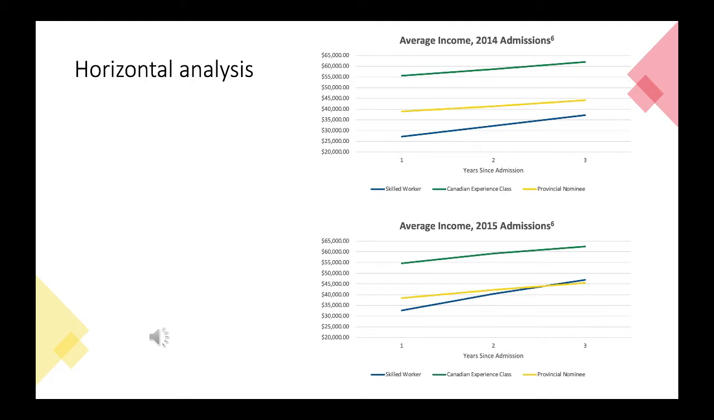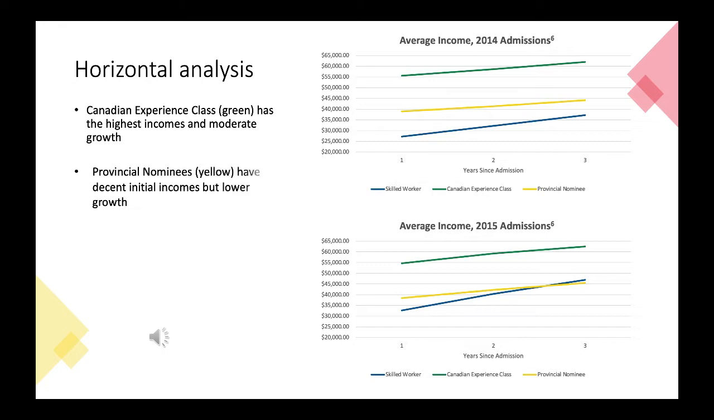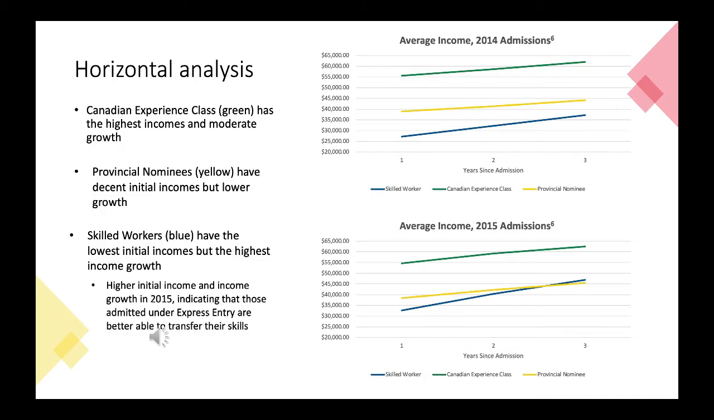Looking at skilled immigrants coming into Canada before and after the introduction of express entry, their initial earnings were higher as average income increased from $27,200 in 2014 versus $32,700 in 2015. They also saw greater income growth, as in 2014 it was $10,000 growth or 37% increase versus 2015 where it was $14,200 of growth or a 43% income increase.